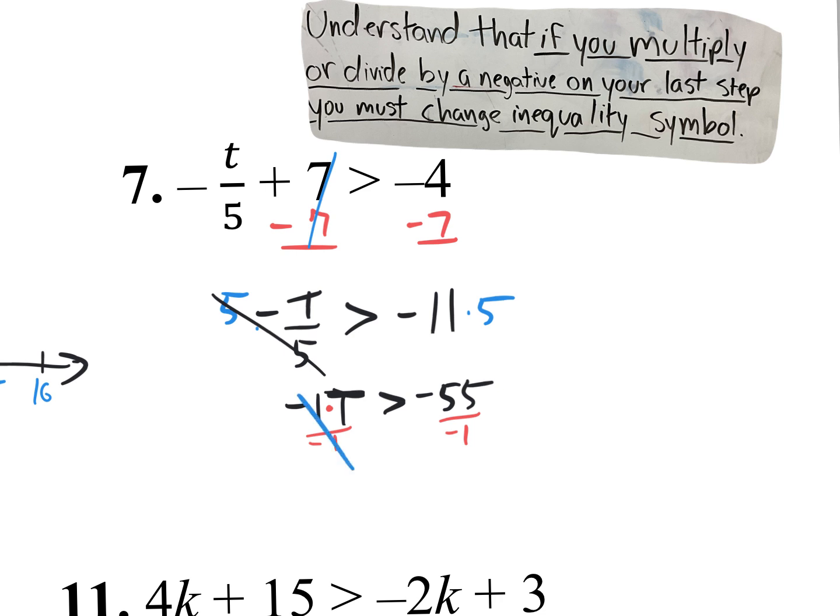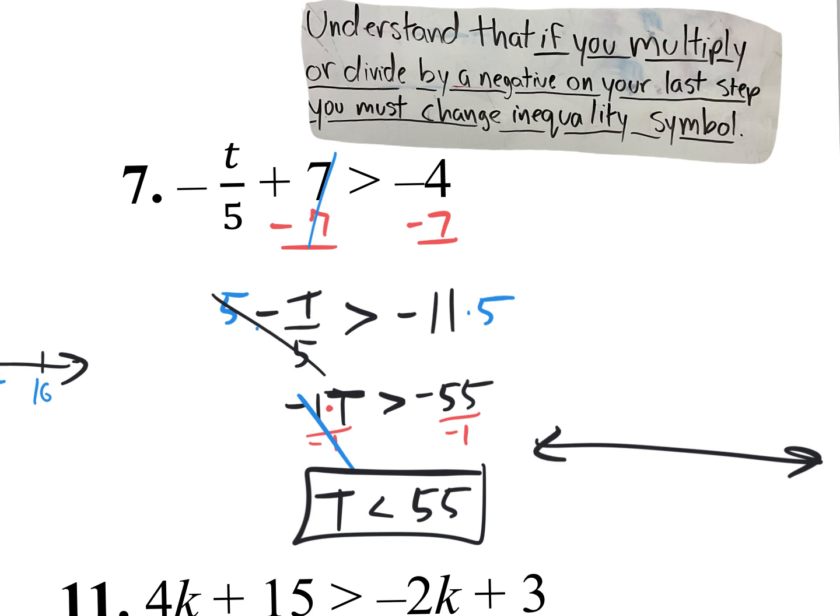So this does cancel out. I end up with t, change the inequality symbol from a greater than to a less than, and negative 55 divided by a negative 1, that is a positive 55. And that's the answer. To graph it, if you wanted to graph it, you'd put 55 in the middle.